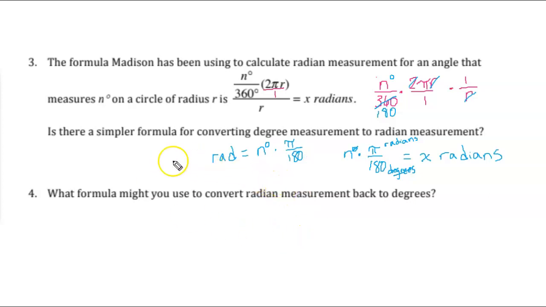Now, if we want to go back in the other direction and we want to know what the degrees is going to be equal to, well, I need to find the inverse. The inverse of pi over 180 is to multiply by the reciprocal, 180 over pi. So the number of radians times 180 over pi would work to convert it back.